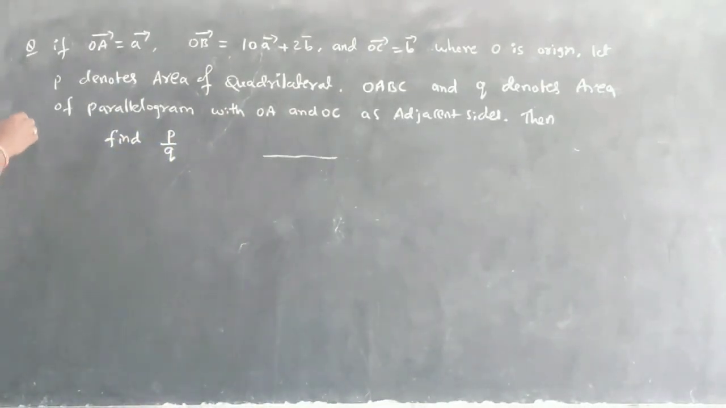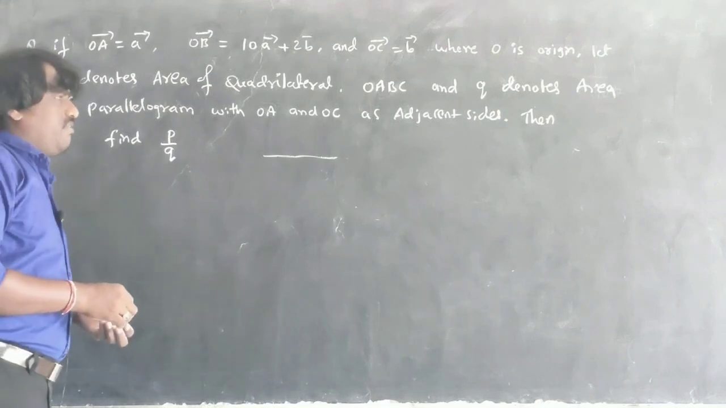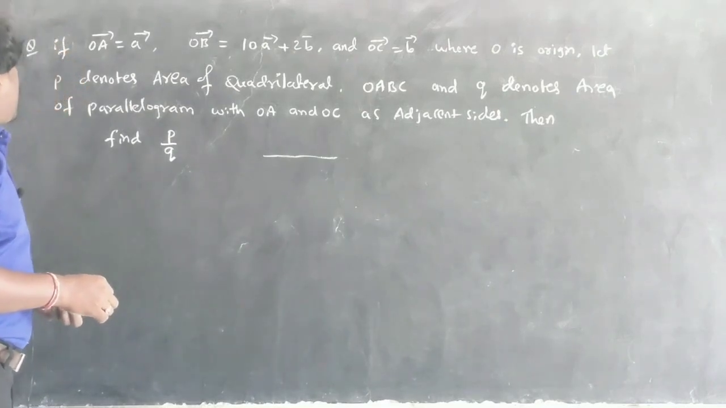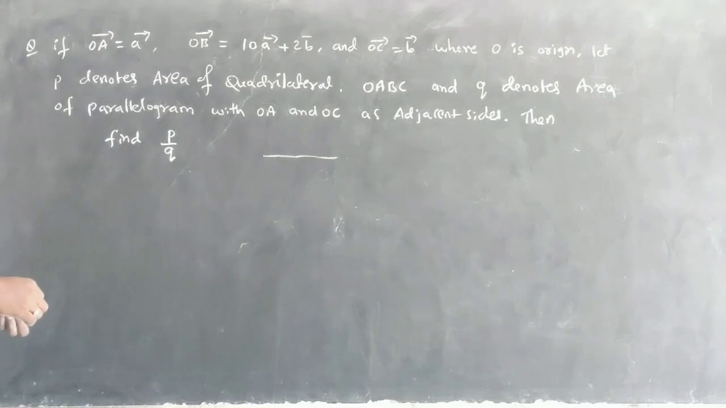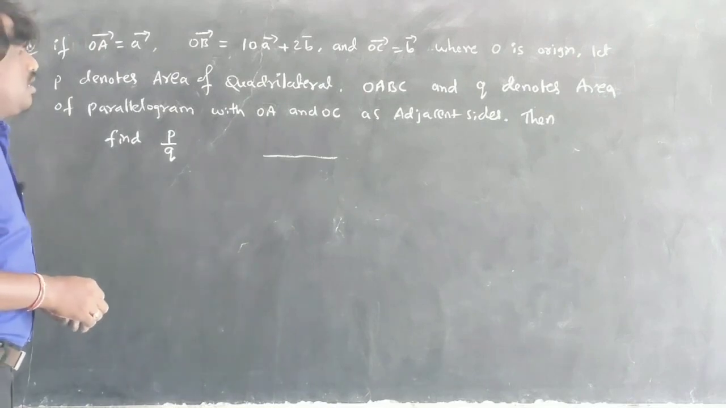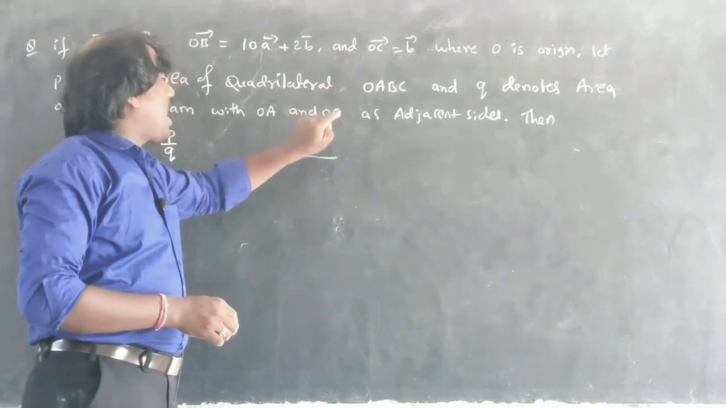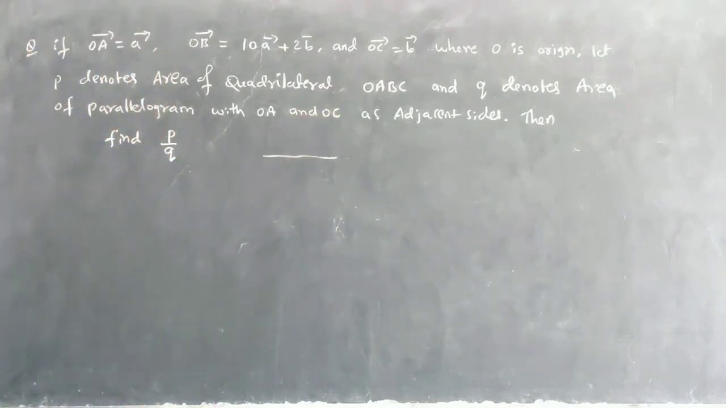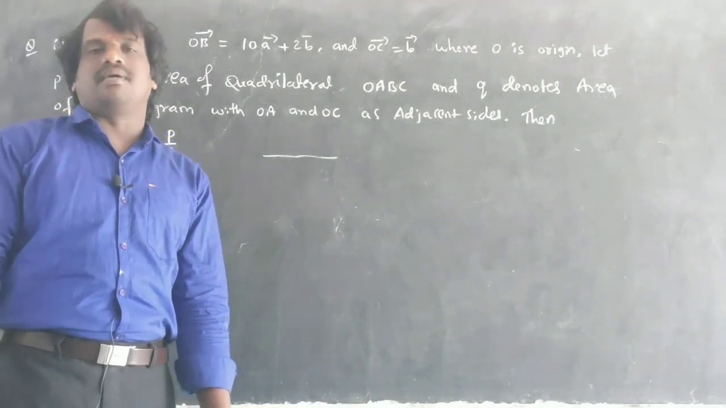Now first, this question is given. If OA vector is A, OB vector is 10A vector plus 2 times B vector, and OC vector is B vector, where O is the origin, let P denote the area of the quadrilateral OABC and Q denote the area of a parallelogram with OA and OC as adjacent sides. Then what is the ratio of P by Q? Again it is a numerical value based question.